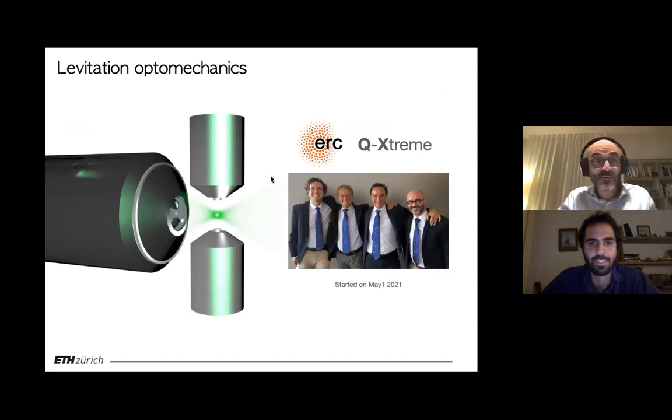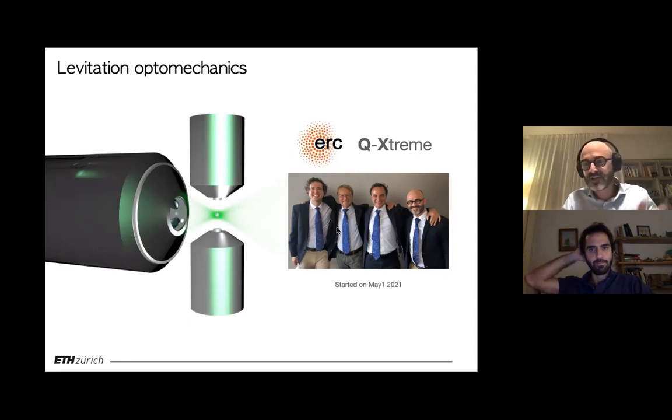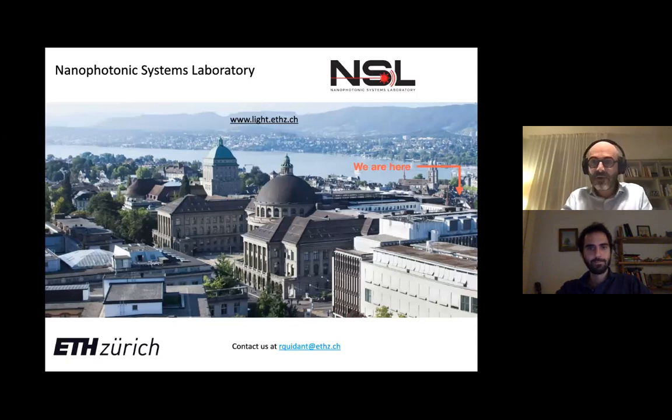And recently, with these gentlemen you see here, you may recognize some of them, we got what is called an NCCR synergy project. We're going to join efforts between the four of us to push levitation optomechanics toward more quantum physics applications. This is a bit far away from the applications, but that's where we are right now. This is the main building of ETH, and we're located just here on the side. And yeah, that's it. I thank you for your attention, and can take any question you may have.